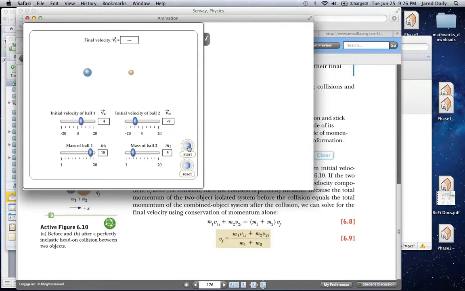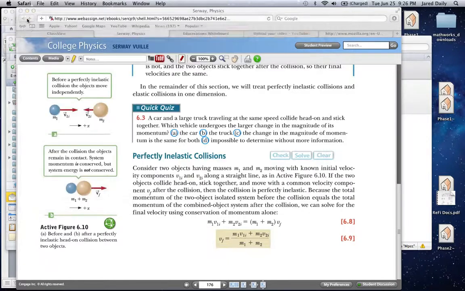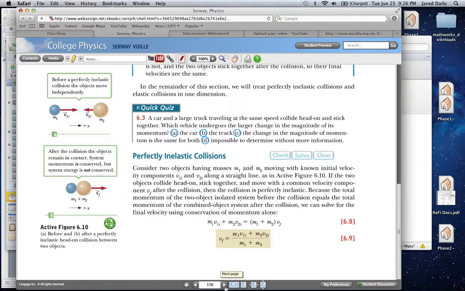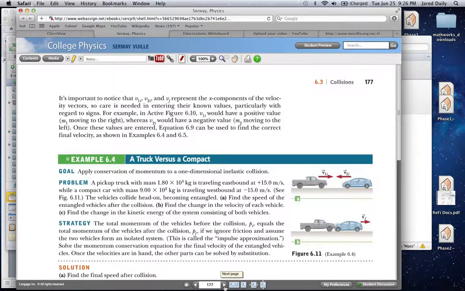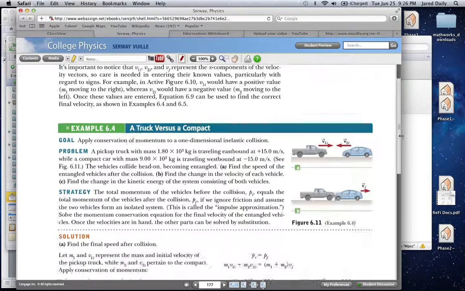And we start it, right? So they're coming towards each other, and we can see that they stick, and it has some final velocity. The total momentum of the system before will equal the total momentum of the system after. It is completely conservative of momentum. Kinetic energy, not so. And in fact, we demonstrate this in example 6.4.